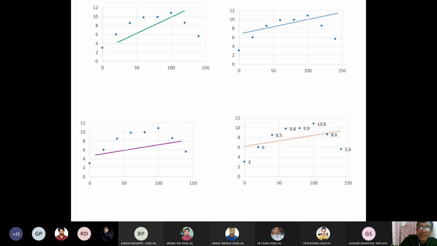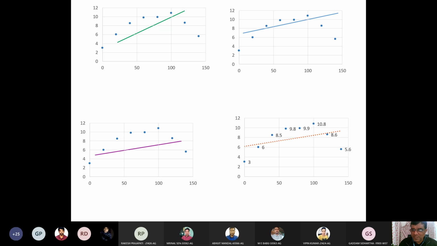So now I have the green line, the blue line, the purple line. So which line is representing this data the best? How can I decide it? What should be the way out? So you see this dotted line. This is actually the best fit.